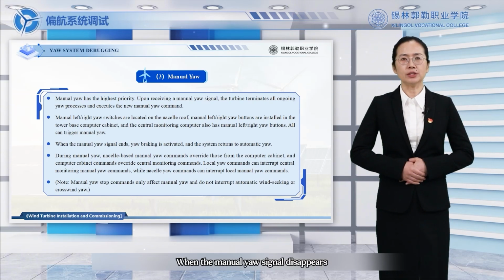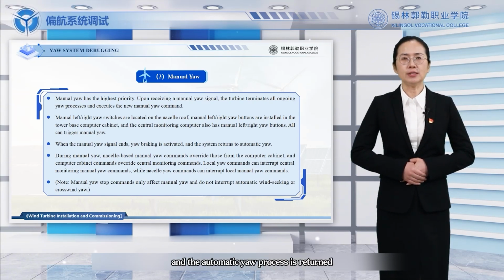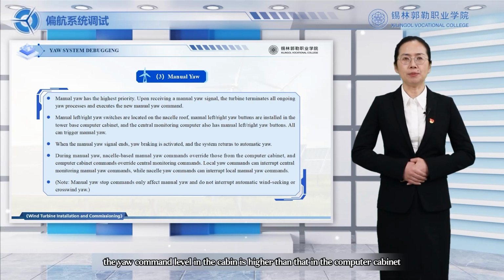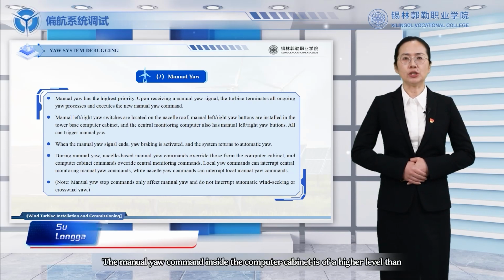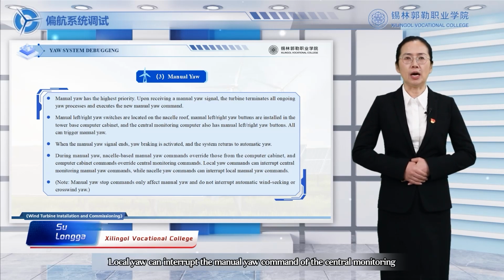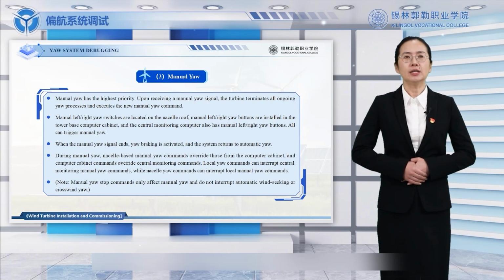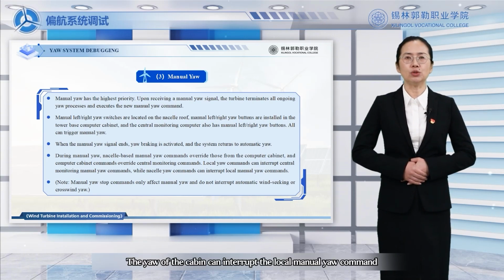When the manual yaw signal disappears, the yaw braking is executed and the automatic yaw process is returned. In manual yaw, the yaw command level in the cabin is higher than that in the computer cabinet. The manual yaw command inside the computer cabinet is of a higher level than the yaw command under the central monitoring. Local yaw can interrupt the manual yaw command of the central monitoring. The yaw of the cabin can interrupt the local manual yaw command.